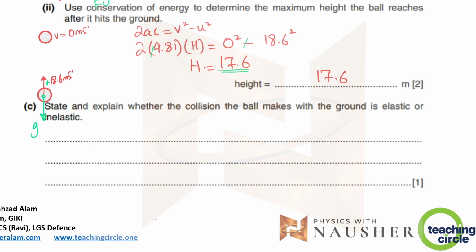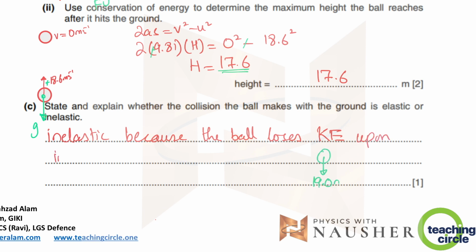And let's have a look at the last part now. Explain whether the collision is elastic or not. It's inelastic because the ball loses kinetic energy upon impact. You saw earlier that the speed with which the ball hits the ground was 19 meters per second. And then when it rebounded with the speed of 18.6 meters per second. That means that it lost kinetic energy. So it loses kinetic energy upon impact, which means that the collision is inelastic.